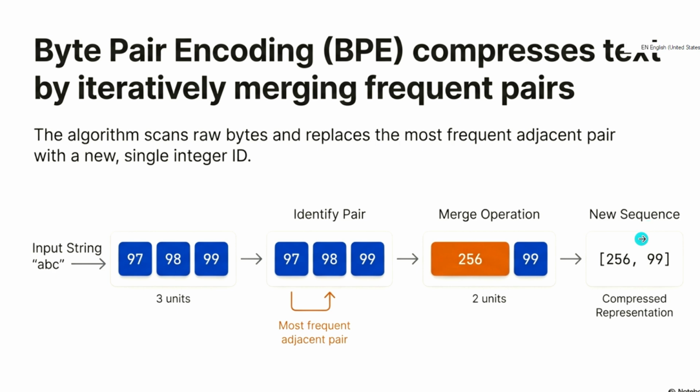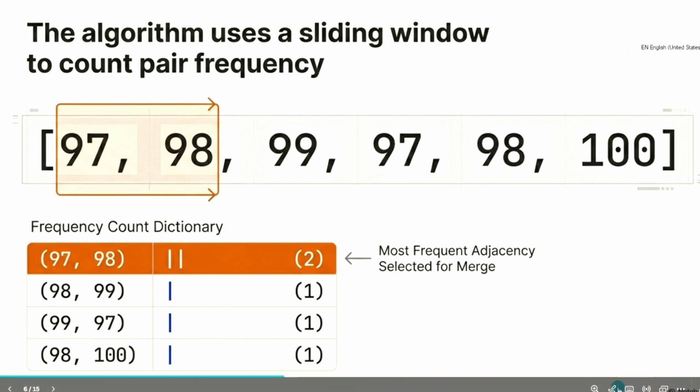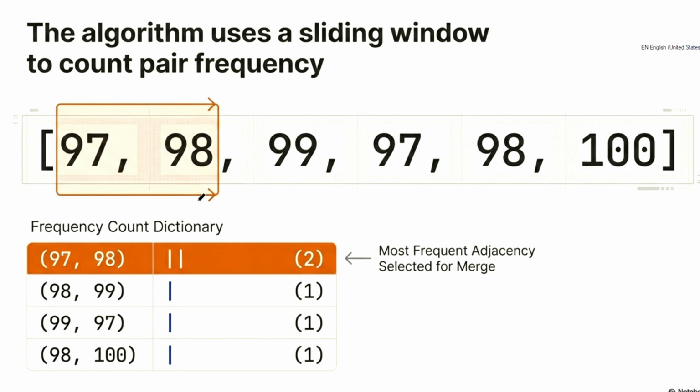How does byte pair encoding do this? We're going to find out in the next slide. What happens is the byte pair encoding algorithm uses a sliding window. Maybe the sliding window is of size 2, and we saw 97 and 98 occurring together. For example, how does it work? Let me just show you.